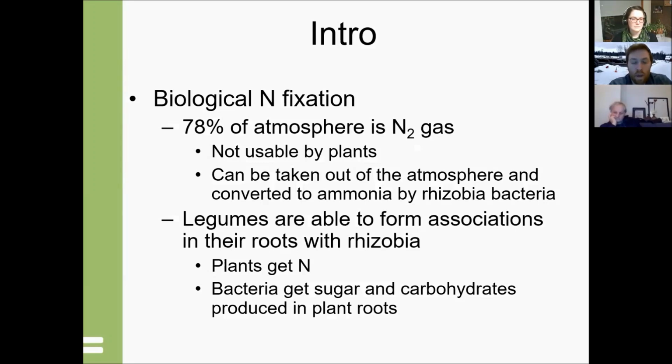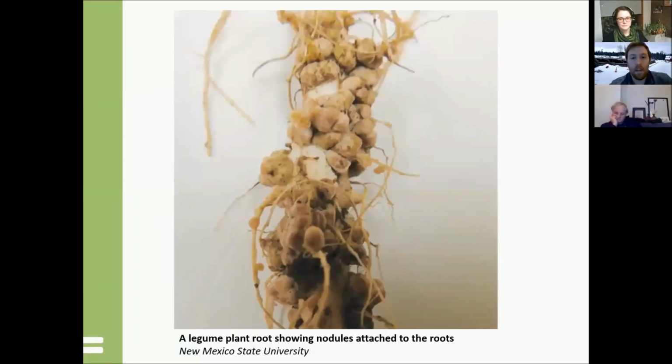And so what happens is this association forms between these rhizobia bacteria and the roots of legumes. And so this is how these plants get their nitrogen. And the bacteria actually gets sugar and carbohydrates that are produced by the plant roots. So that is their source of energy. So this is a picture of a plant, and these are the nodules that you can see. So this is a well-nodulated plant.